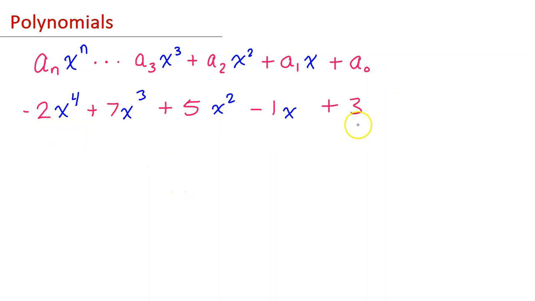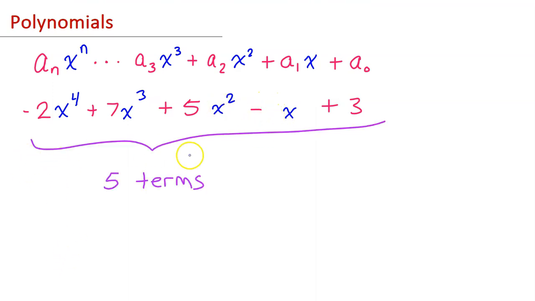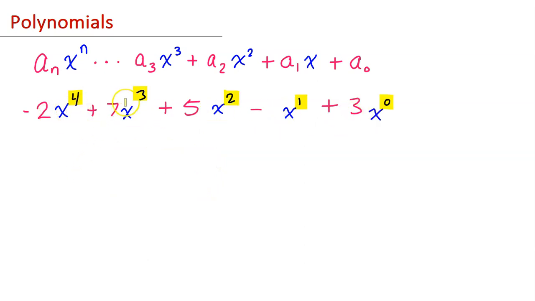So here's an example of a polynomial. The coefficients are the 3, the -1, the 5, the 7, and the -2. We would not really write the 1. It would be understood. This polynomial has 5 terms. 1, 2, 3, 4, 5. The exponent of each term is called the degree of that term. So the first term has degree 4, the second term of this polynomial has degree 3, and so on.